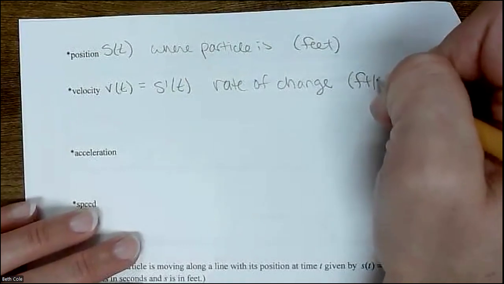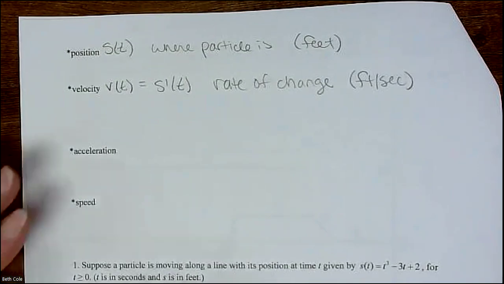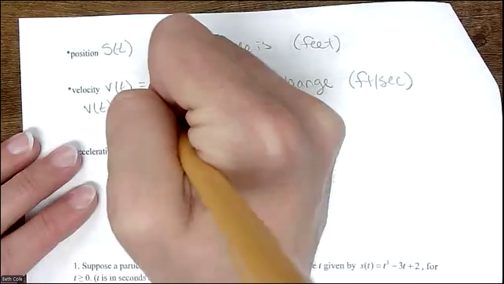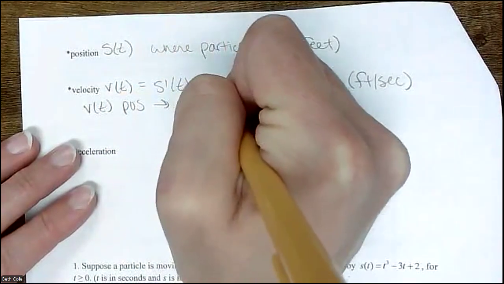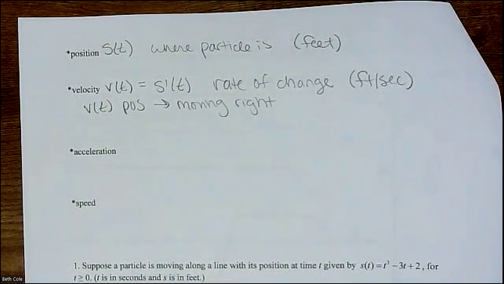So an example of units would be something like feet per second, miles per hour. It's something per something else. So if your velocity is positive, that means your particle is moving, I'm going to say, to the right, but it depends on the context of the problem. It could also be moving forwards, or if you have an airplane, it could be moving upwards in the positive direction. Do you get what I'm saying? Forwards or upwards to the right, okay?